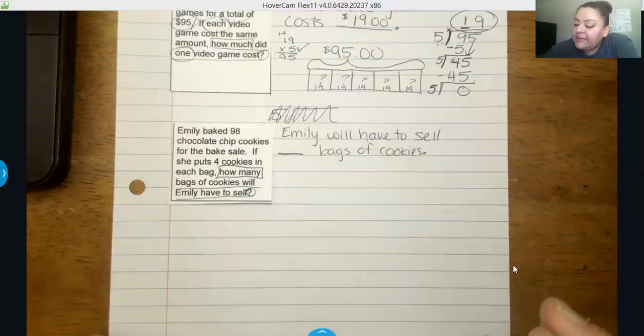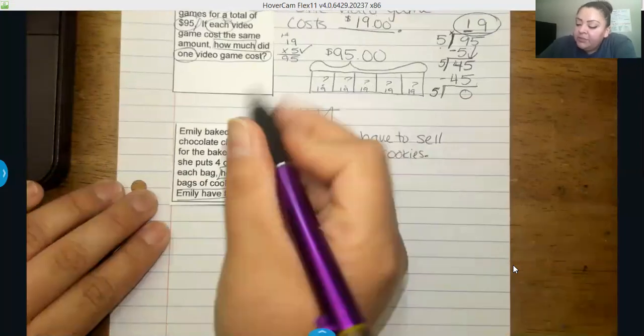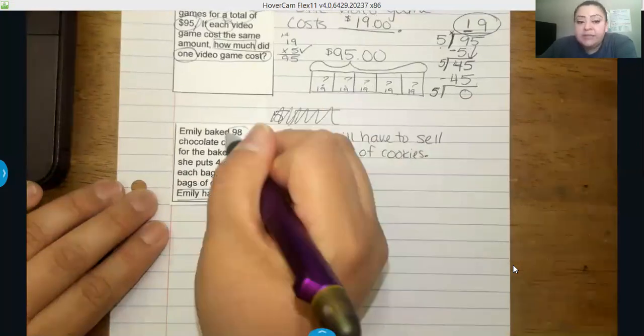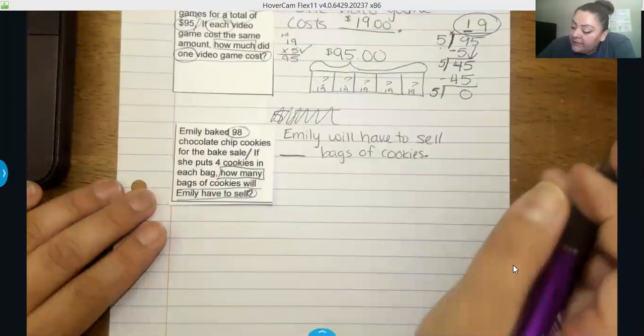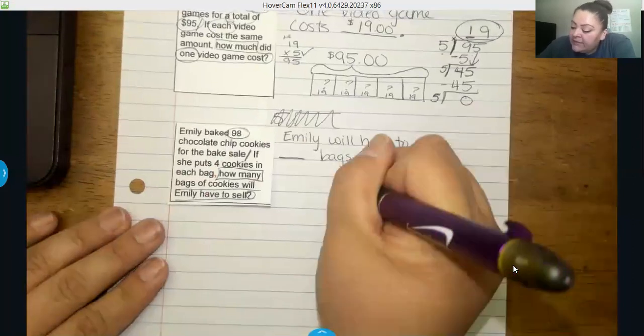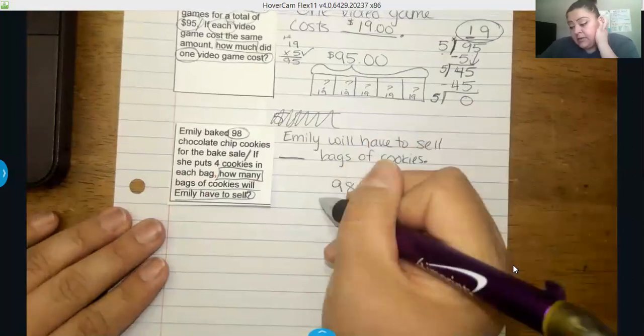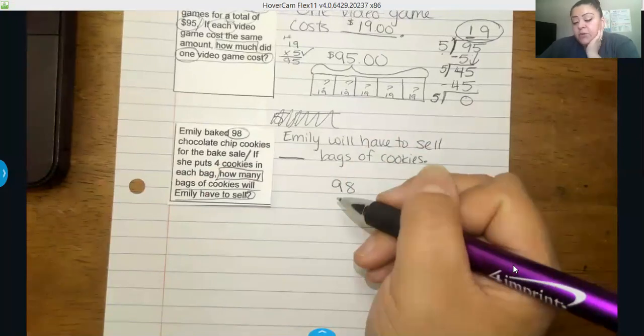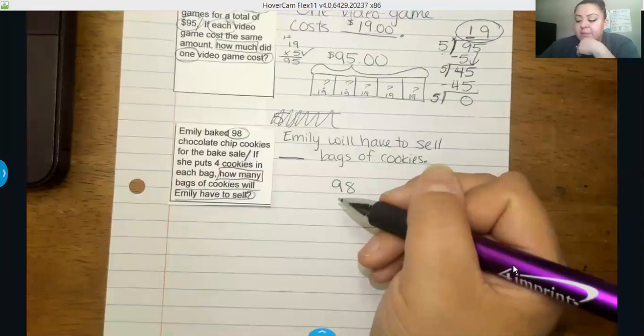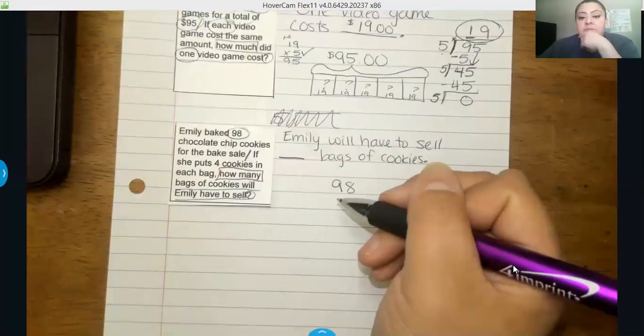Emily baked 98 chocolate chip cookies for the bake sale. We're going to stop there. She baked 98 chocolate chip cookies. That means that that's my total, okay? So 98 cookies is my total. If she puts 4 cookies in each bag, how many bags of cookies will she have to sell?